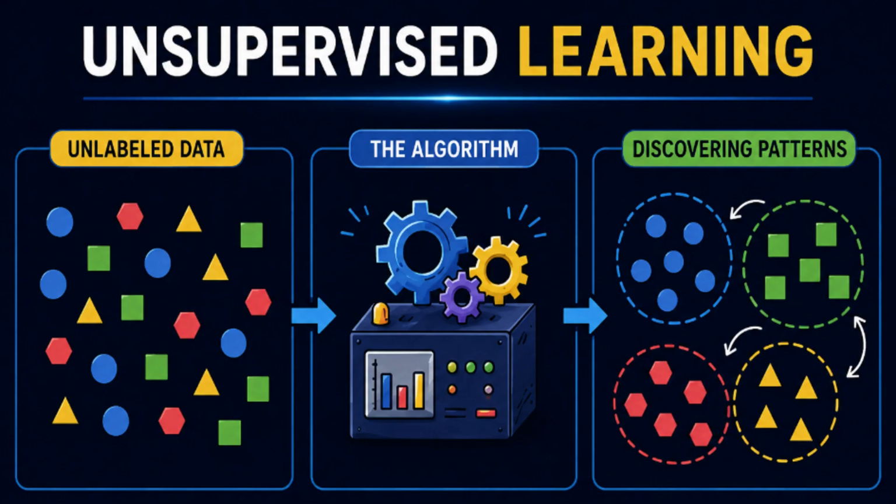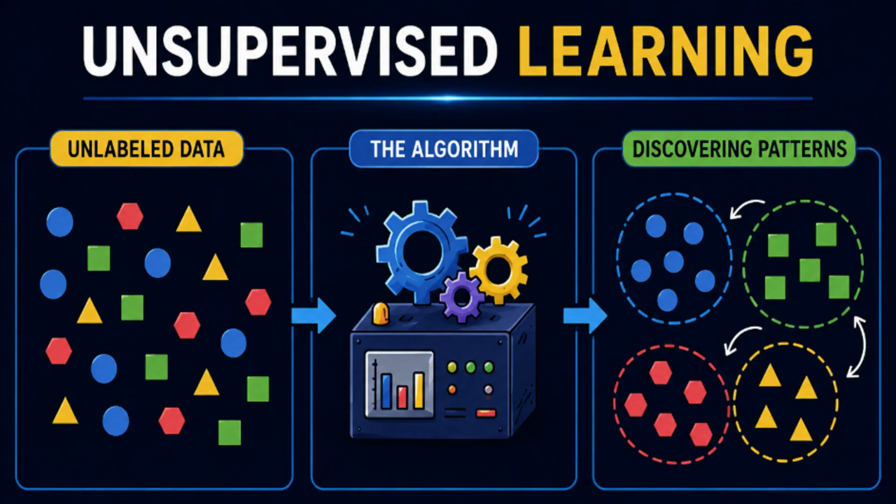Unlike supervised learning, unsupervised learning works with unlabeled data. That means the data has no correct answers or categories. The algorithm looks at the data on its own and searches for hidden patterns or similarities. It then groups similar items together into clusters.